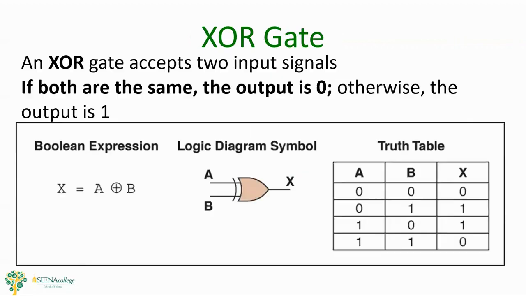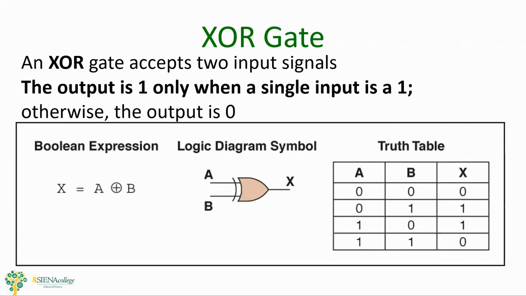One more gate. The exclusive OR, XOR. The exclusive OR will have an output of 1 only when there's just one input as a 1. Otherwise, the output is a 0. Let's look at the truth table. In rows 2 and 3, you see there's a single 1. And the output is 1. For the rows that have no 1s or have more than one 1, the output is 0.